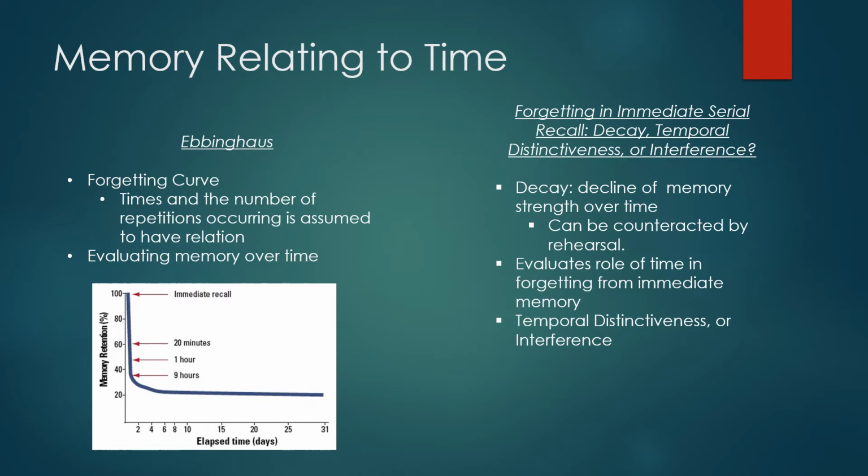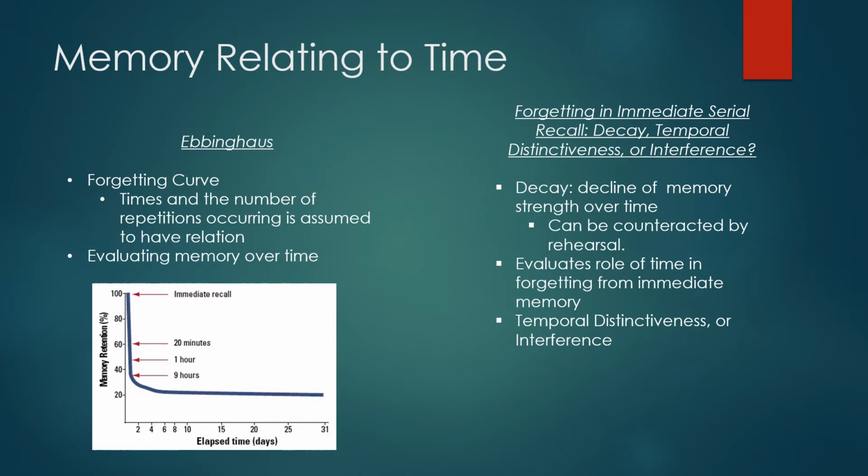This leads me to looking at the contributions Ebbinghaus left for future work to be completed. Research regarding memory since Ebbinghaus follows similar themes and findings from his work. In the forgetting and immediate serial recall, decay, temporal distinctiveness, or interference, decay is a prominent discussion. It is defined as the decline of memory strength over time. The article also mentions that decay can be counteracted by rehearsal.